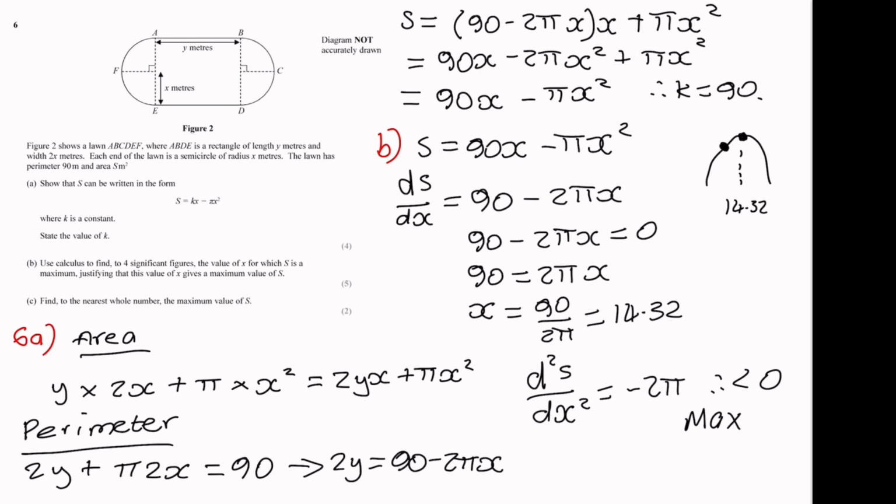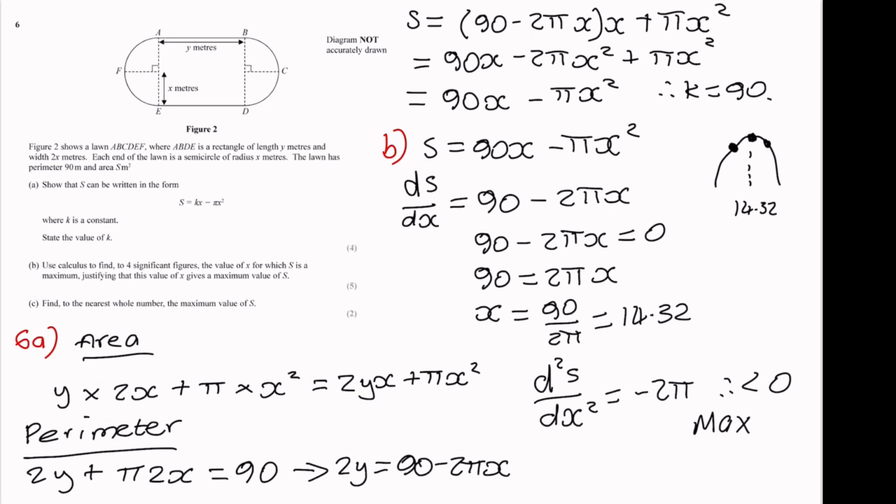So you could put in a value of perhaps x equals 14, just less than 14.32, and you would find that the gradient is positive. And if you put in just after this value, so 14.5 for example, you would find the gradient is negative. So if the gradient has changed from positive to negative, that would also justify that it is a maximum point.